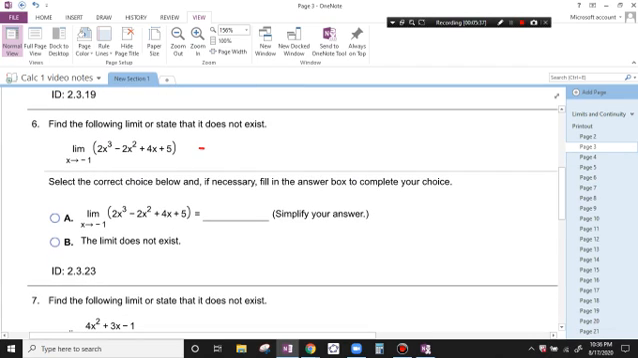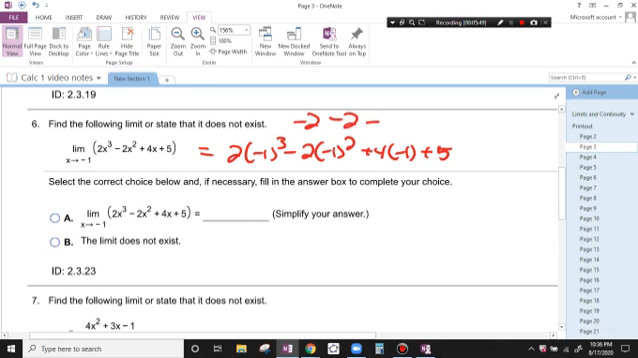We'll plug in -1 into this. 2 times -1 cubed minus 2 times -1 squared plus 4 times -1 plus 5. -2 minus 2 minus 4 plus 5. -8 plus 5, -3. The limit exists and it's -3.